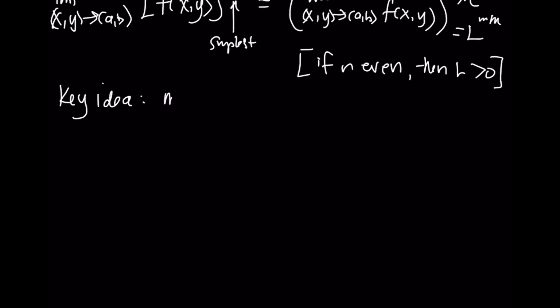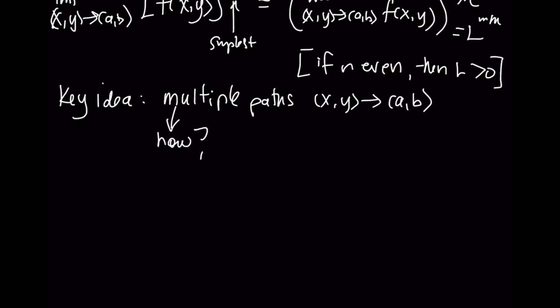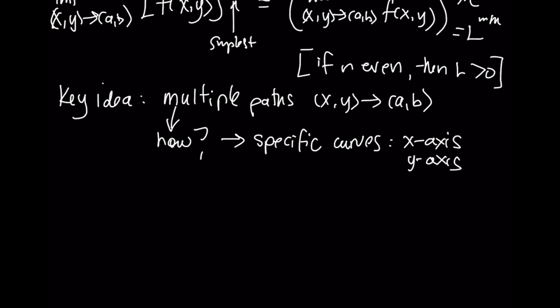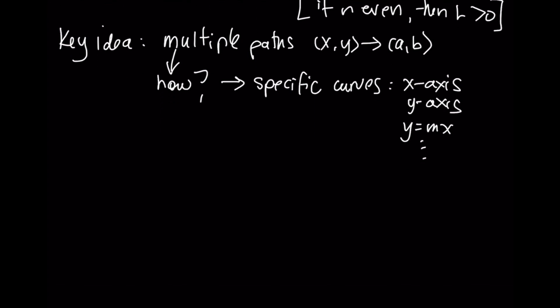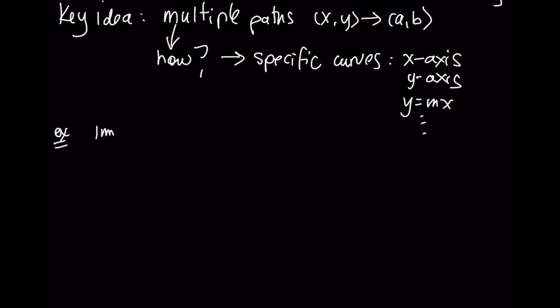Now, the key idea when evaluating a limit is that there are multiple paths that you can follow, and that complicates things. So what we always need to determine is how to actually evaluate this. Usually we will talk about specific curves when we're talking about illustrative examples. So that means we could say things like go along the x-axis or the y-axis or follow the curve y equals mx. Some limits are straightforward to evaluate.